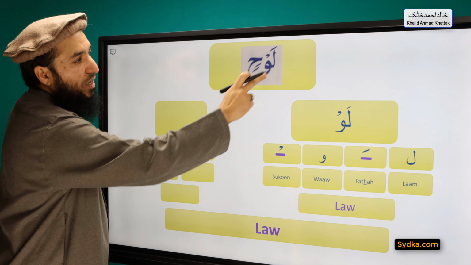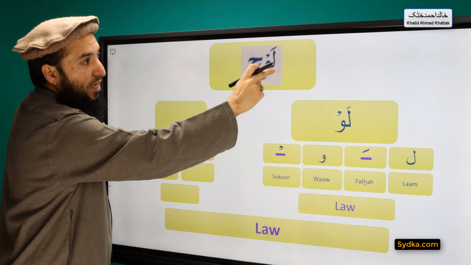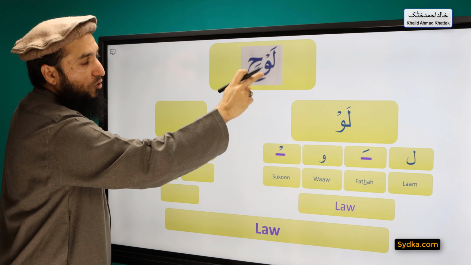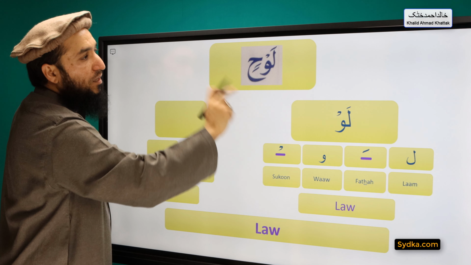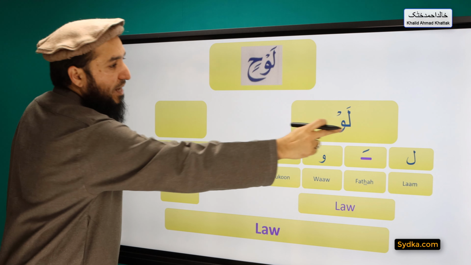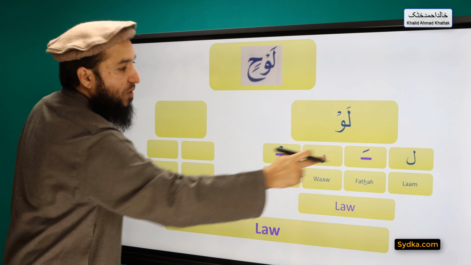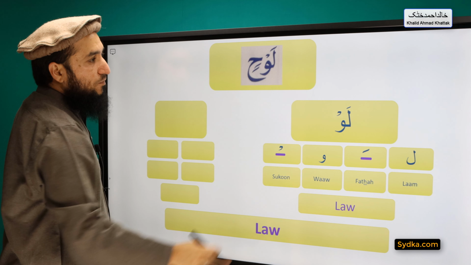The next word we have is lawhin, and it can be divided into 2 syllables. The first syllable we have is lam fatha waw sakun law. Lam is a light letter, in this case it has fatha on top of it, it is followed by waw, and waw has a sakun. Lam fatha waw sakun law.